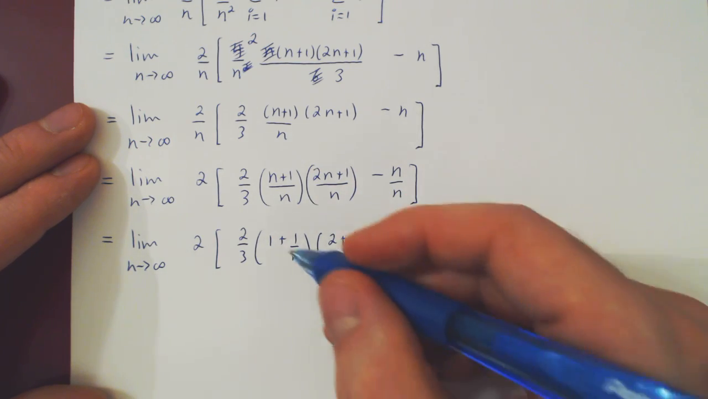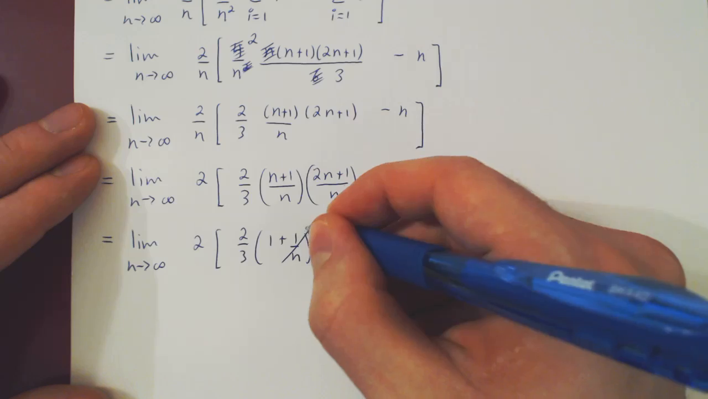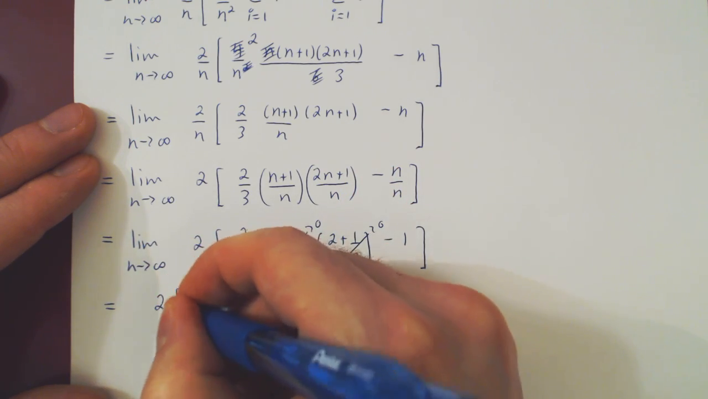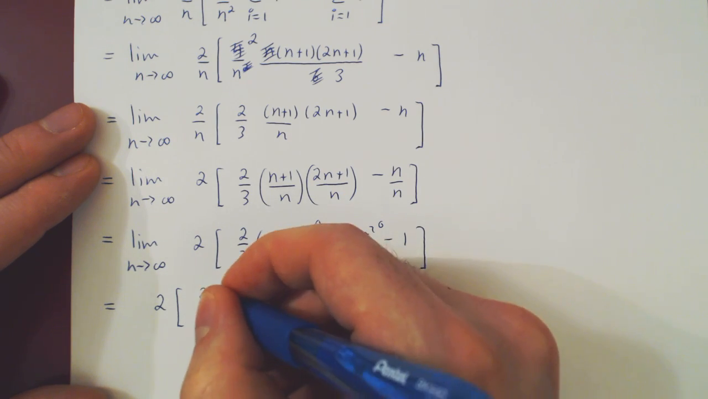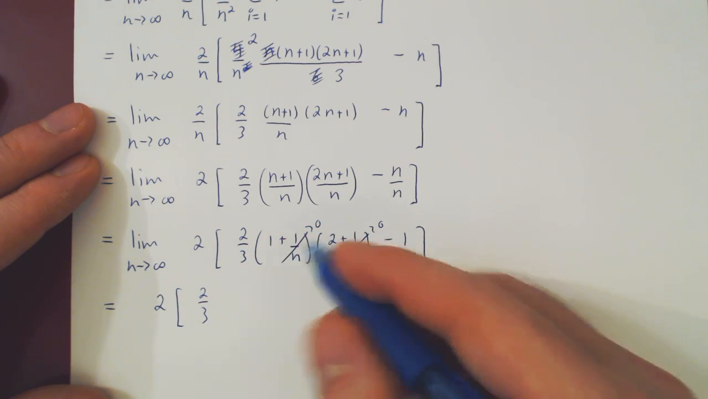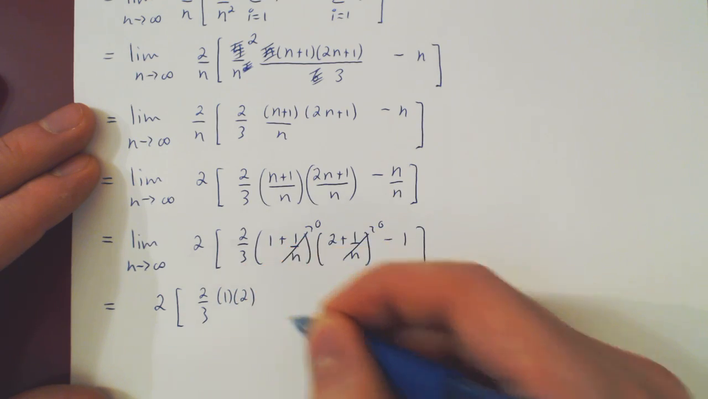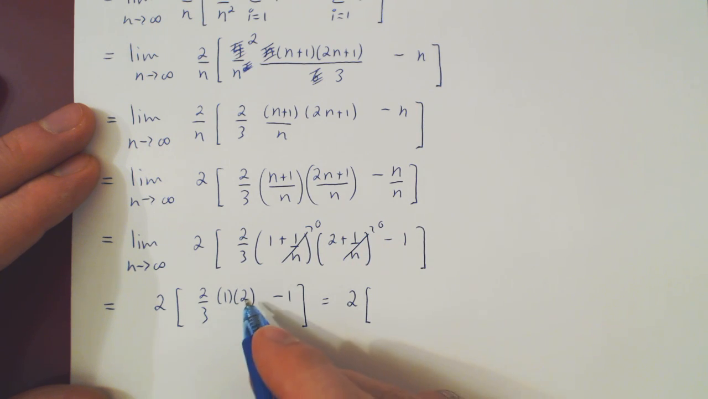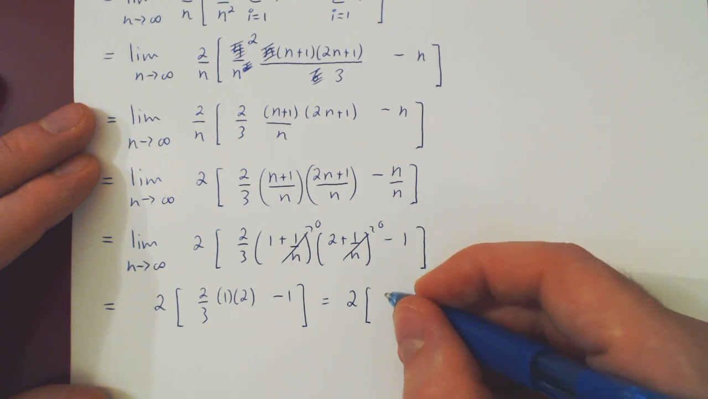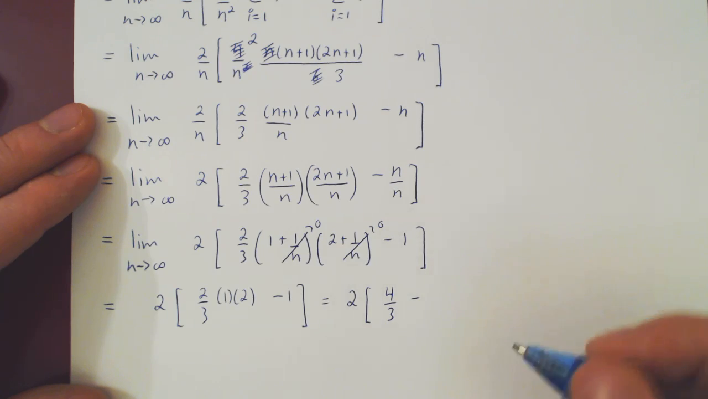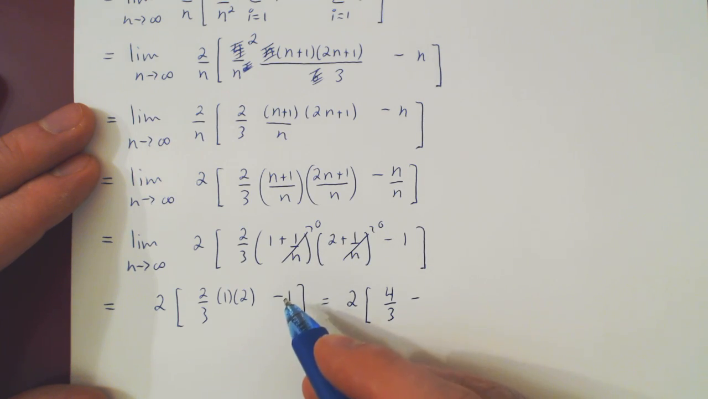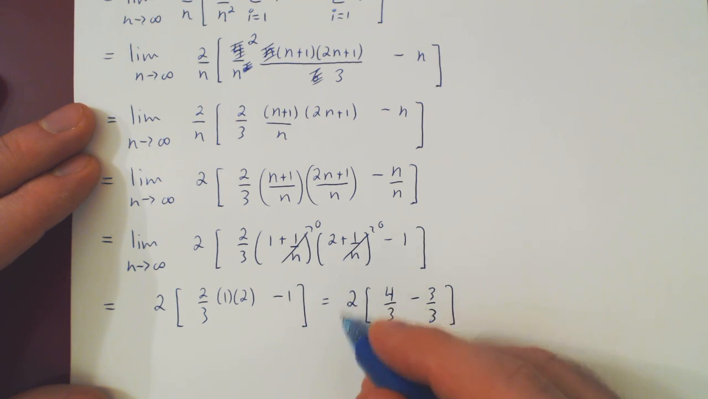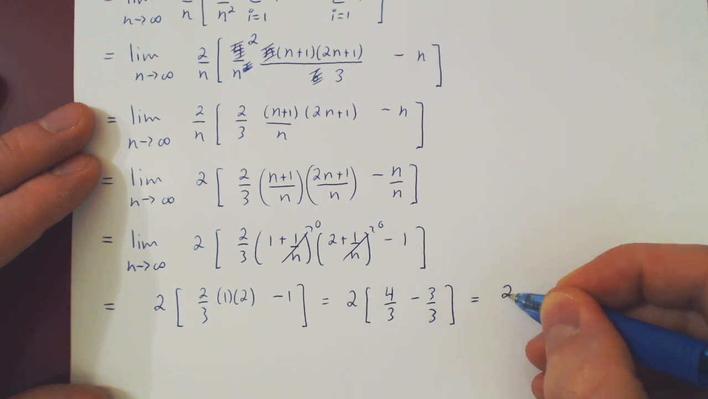As n goes to infinity, we know that 1 over n goes to 0. So what are we left with? Well, 2/3 times 1 times 2 minus 1, which gives us 2 times 2, 4 over 3, so 4/3 minus 1. We want to subtract, so I'll write 1 as 3 over 3. 4 minus 3 is 1, times 2 is 2, and so the final answer is 2/3.